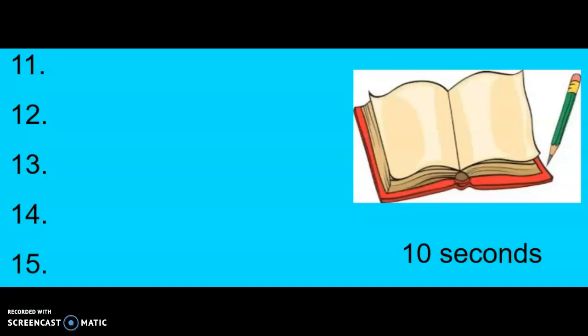Question 13. An apple costs 21p. How much do 4 apples cost? An apple costs 21p. How much do 4 apples cost?